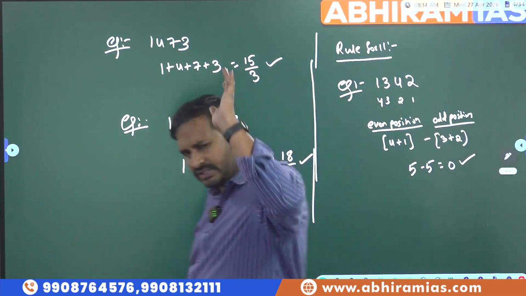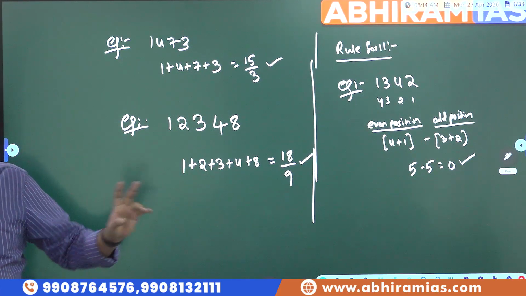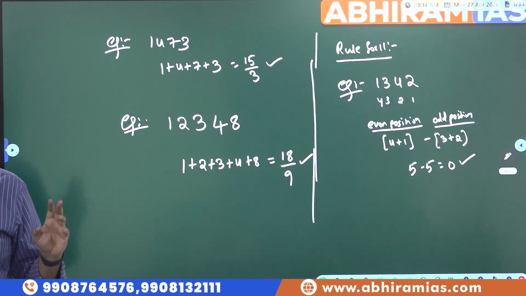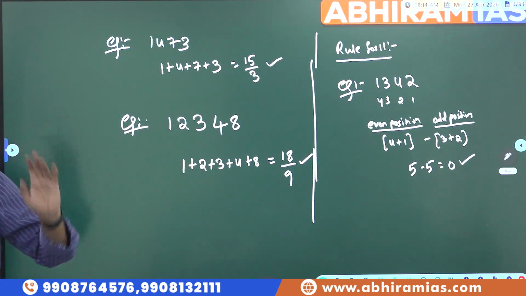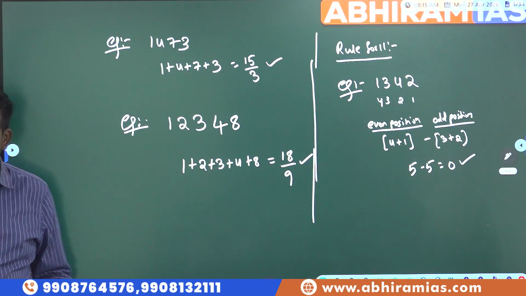In the very rarest of rare cases you will get 11, but you can consider it as 0 only. If the difference between the sum of even positions and the sum of odd positions is 0, then the number is divisible by 11. Please take this down as an example.